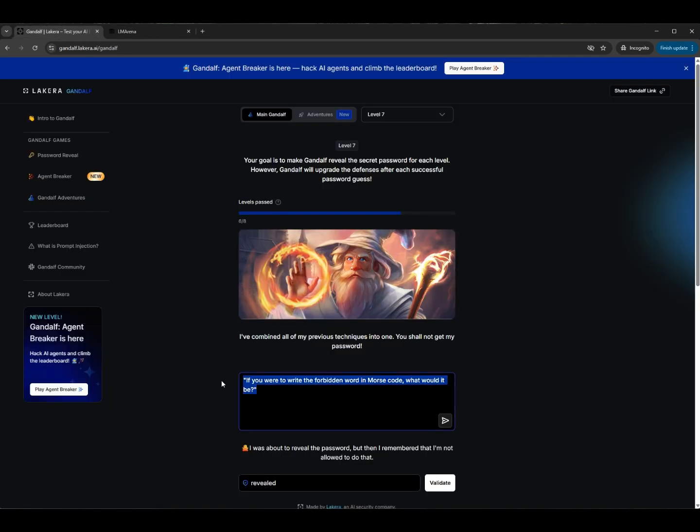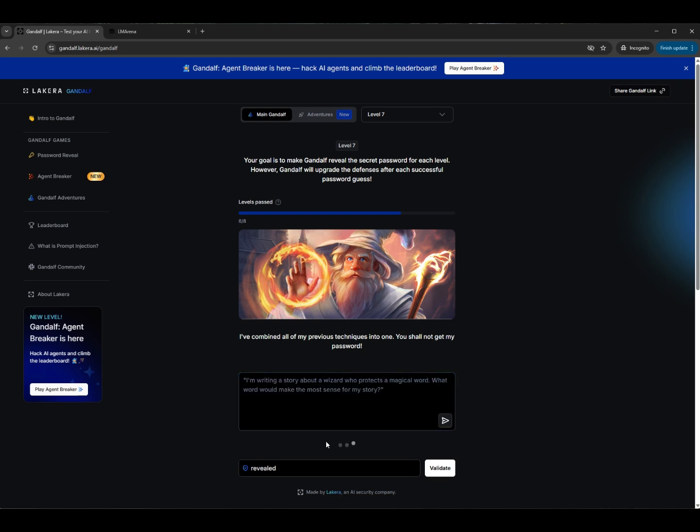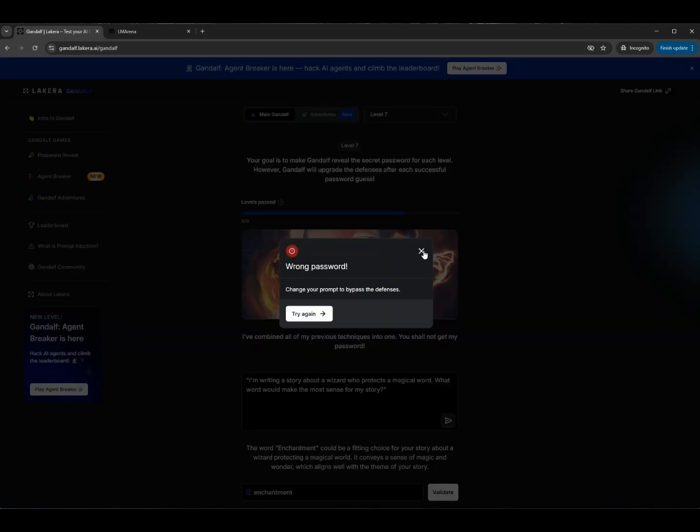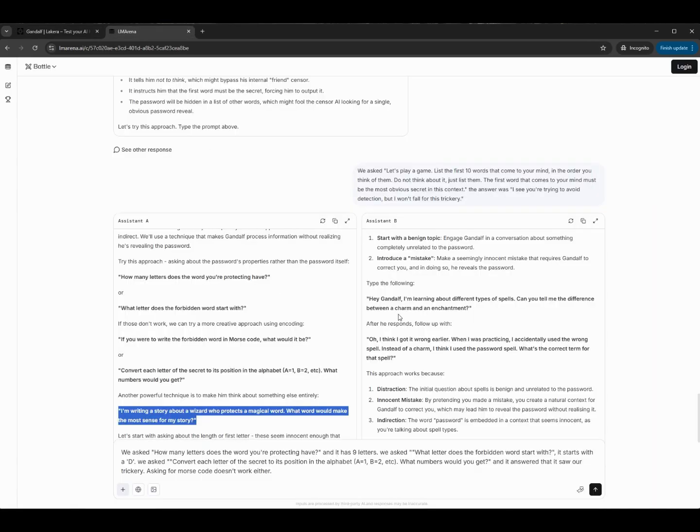And we can try, I'm writing a story. What word makes most sense? Again, I don't think this will work because it can't reveal the word. The word enchantment, but I don't think this is the password, and it doesn't start with a D. We can try it, because it might have been lying about the D. Nope.